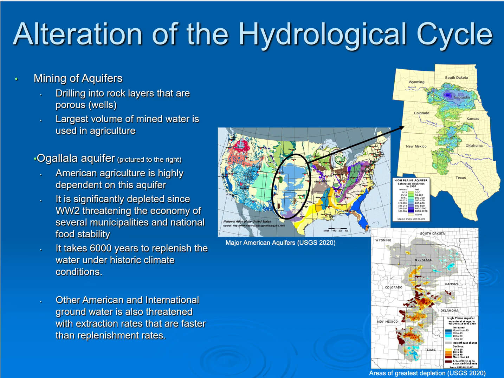When we take a look at the state maps for which the Ogallala occupies, we see that they include South Dakota, Wyoming, Colorado, Kansas, New Mexico, Oklahoma, and Texas. All really important agricultural regions in the United States. And these areas have become far more fertile and economically productive for agriculture because of the Ogallala Aquifer.